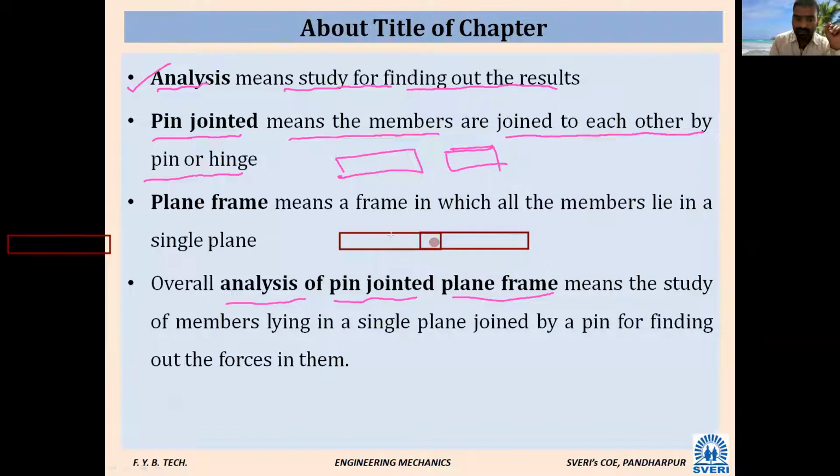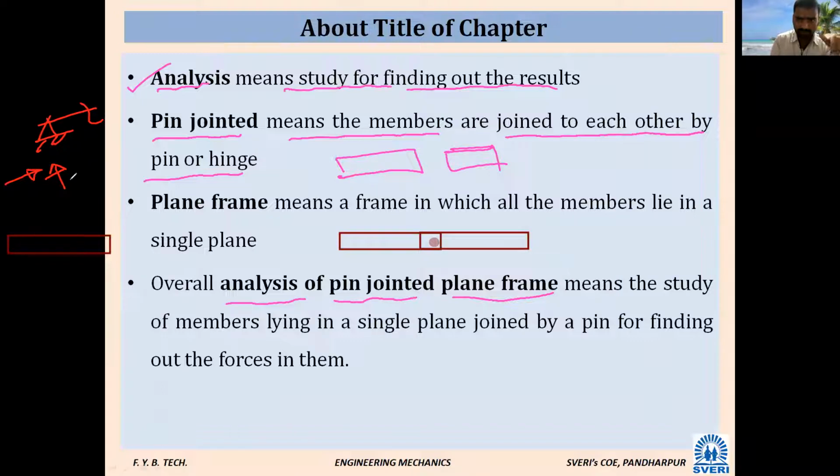It means that these two members can be rotated but cannot go in horizontal direction, cannot go in vertical direction. The rotation may be possible. Okay, what are the reactions for the hinged support? If it is hinged or pinned, two. What are those? Horizontal and vertical.